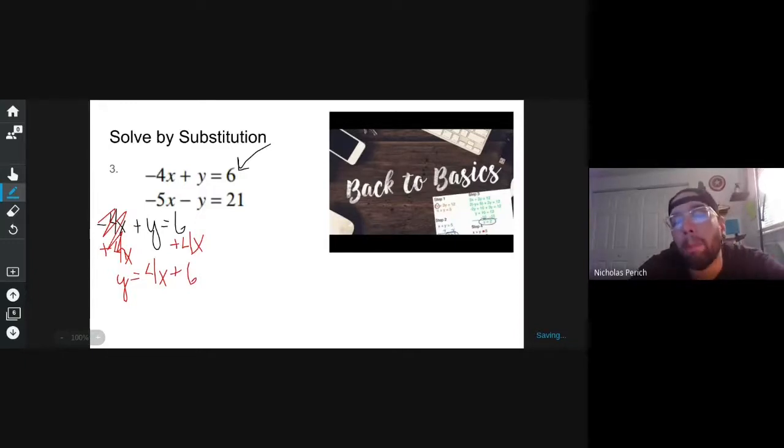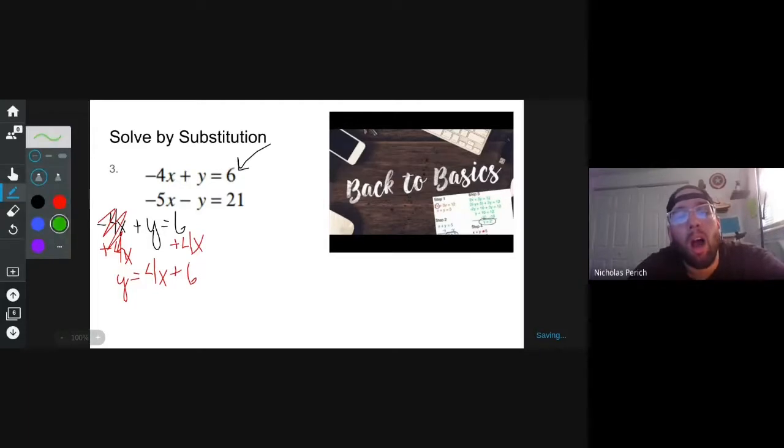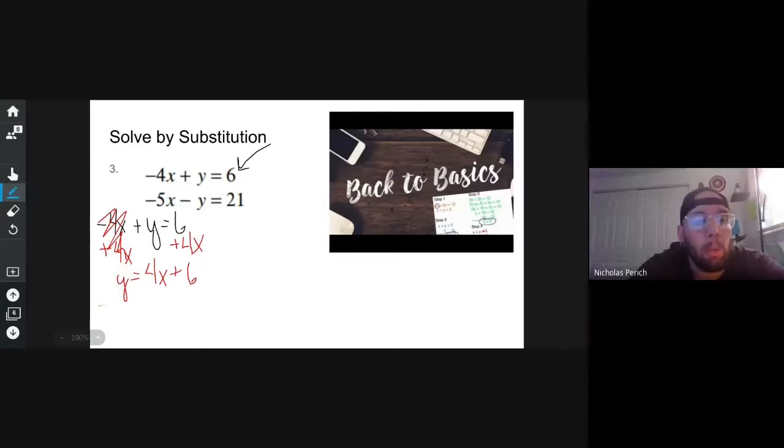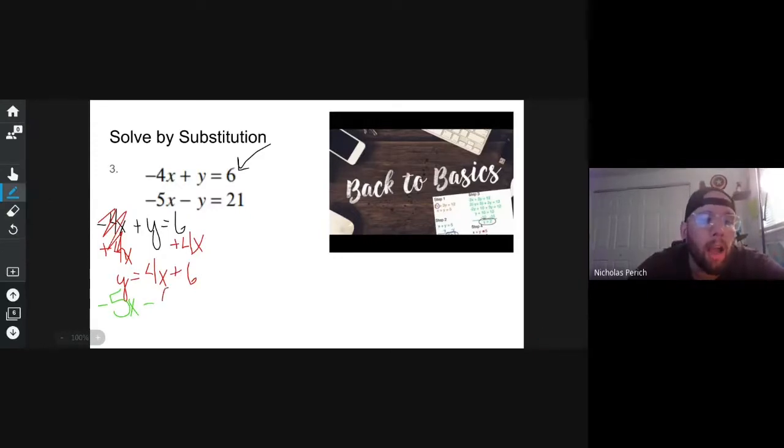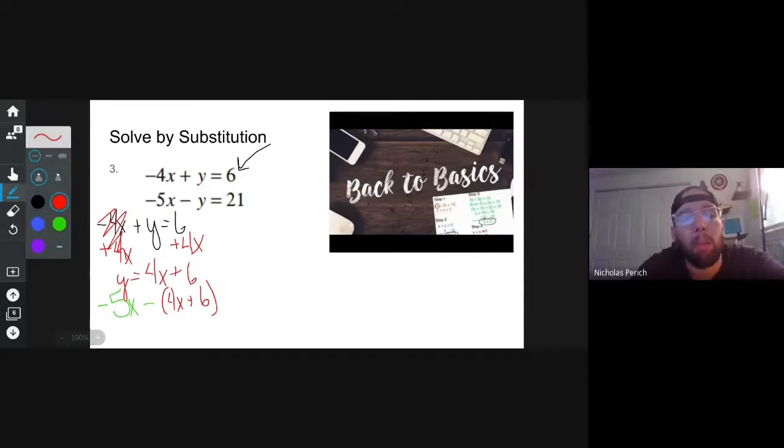That was the top equation. Since I rewrote out the top equation, I can plug it into the bottom equation. So I'm going to rewrite the bottom equation, negative 5x minus, but instead of y, I just found out that y is 4x plus 6. So instead of y, I'm going to write parentheses 4x plus 6, close parentheses. I rewrote the bottom equation and replaced y with the thing I just solved it for.